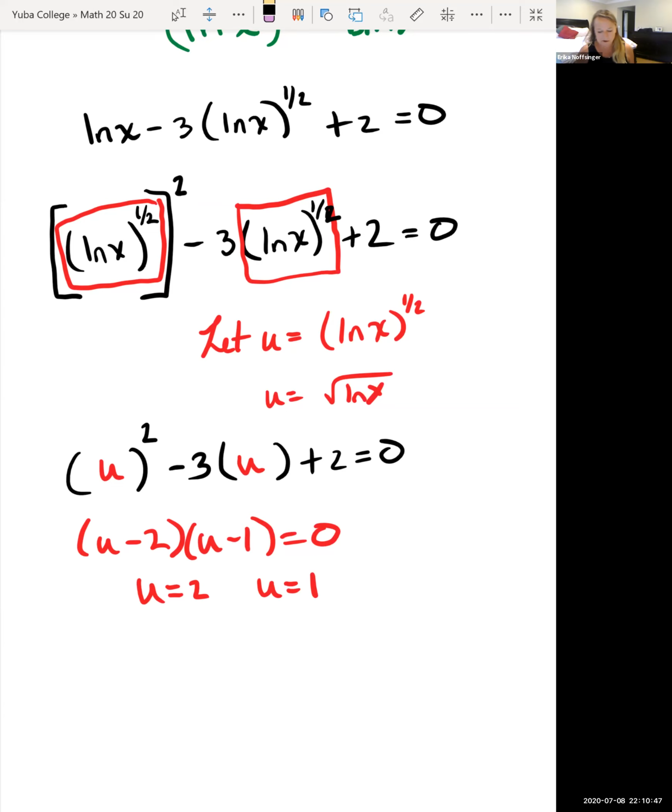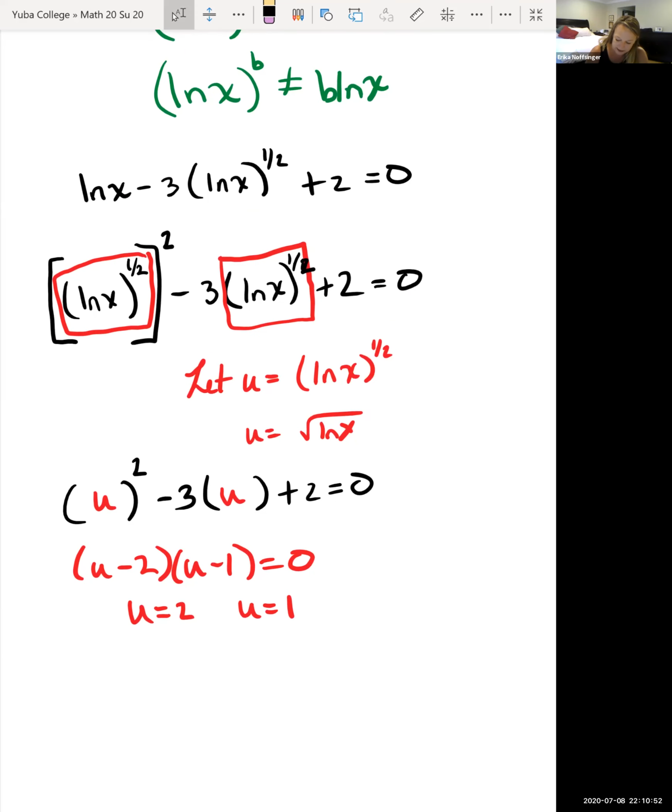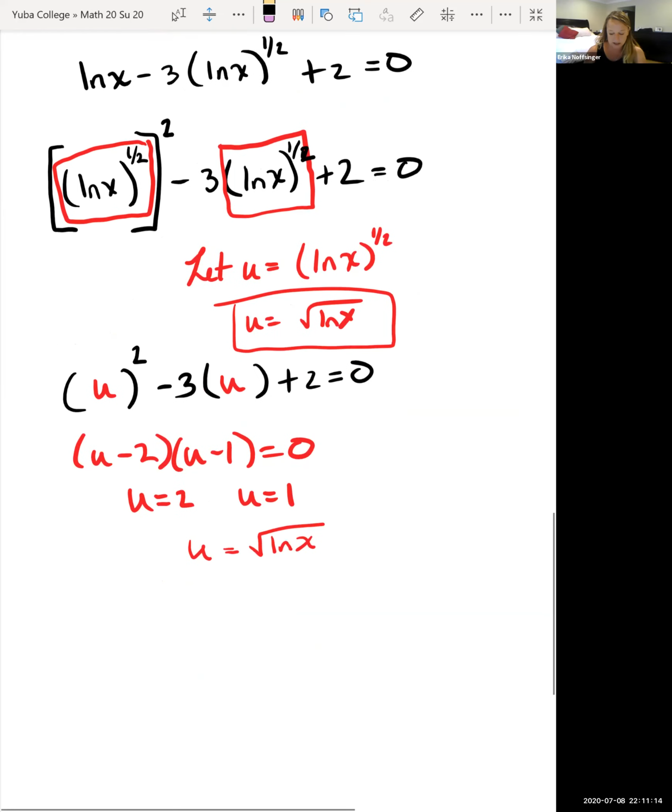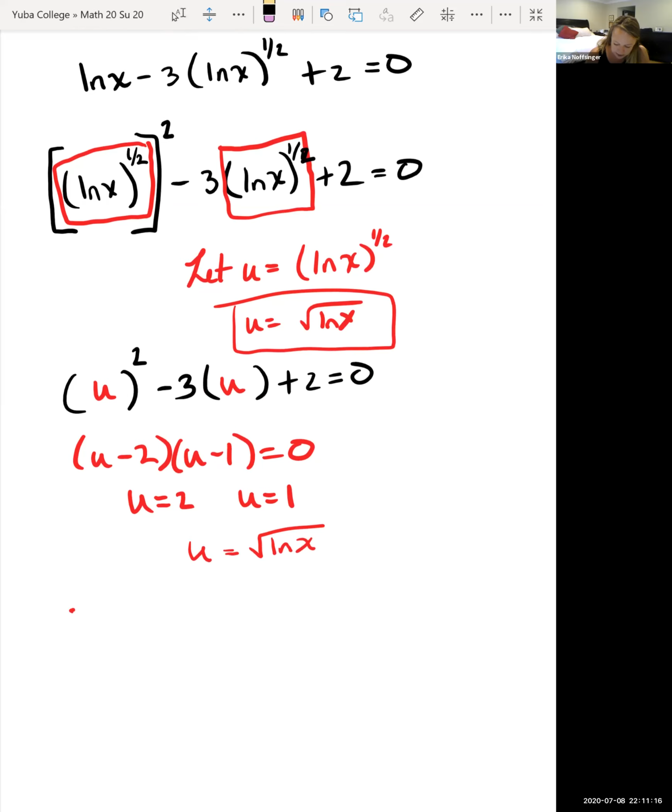We don't want u. Our original equation started with x. But we know that u is equal to the square root of the natural log of x. So we're going to have two separate equations. We're going to look at it when 2 is equal to the square root of the natural log of x, and when 1 is equal to the square root of the natural log of x.